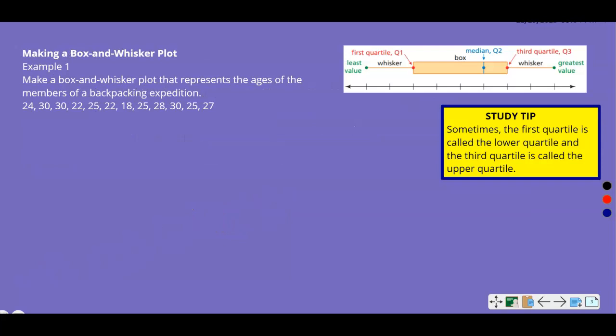Example 1, making a box and whisker plot. This one says make a box and whisker plot that represents the ages of the members of a backpacking expedition. All right, so the first thing we need to do is order these from least to greatest. So if you look over through here, the number that is the least is 18. So let's put it first. Because again, we have to find the median, and the median comes from the middle number when it's least to greatest. So 18. The next smallest number is going to be 22.